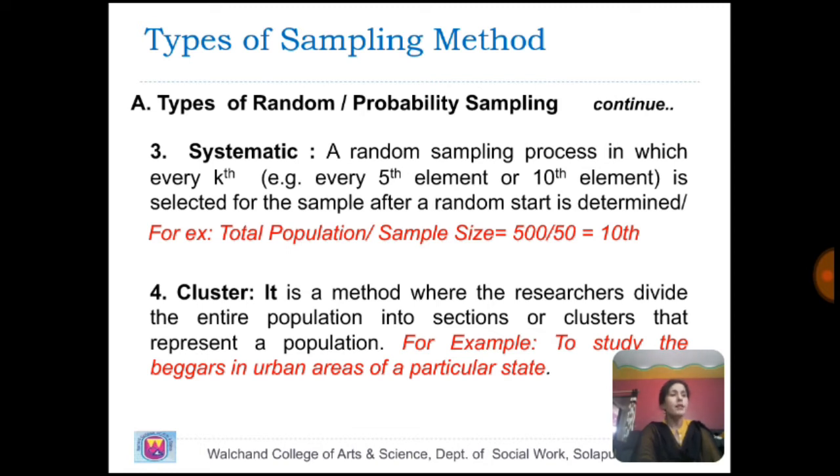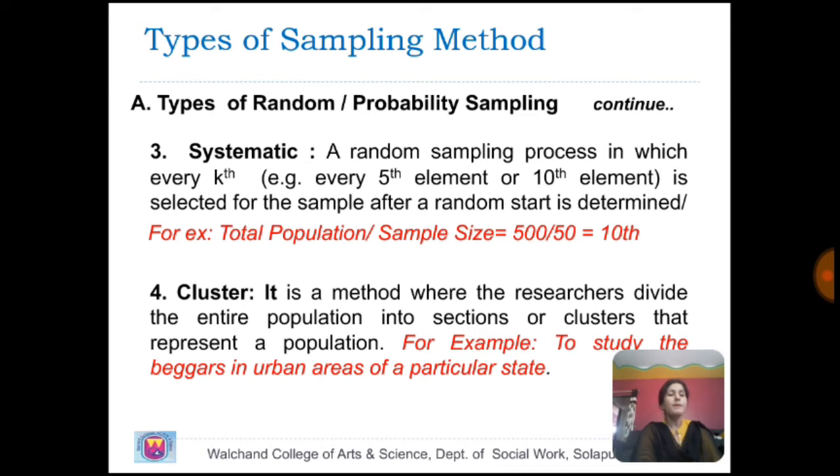For example, a researcher intends to collect a systematic sample of 50 people in a population of 500. Each element of the population will be numbered from 1 to 500, and every 10th individual will be chosen to be a part of the sample. So, out of the total population, that is 500, a sample size of 50 will be selected. Here the kth element is 10.